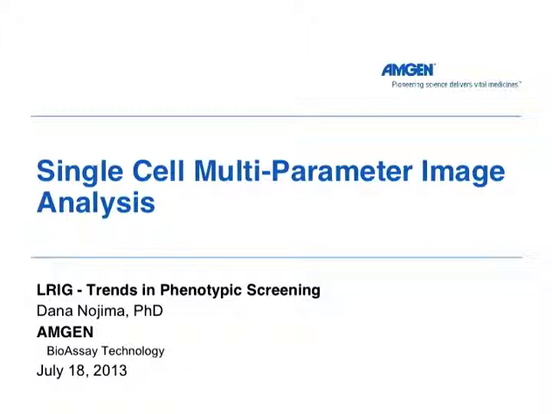In terms of the different types of technology, I'll be talking about imaging technology and some of the types of imaging technology, and mostly the analysis that we've been doing at Amgen in the last couple of years. I'll be talking about single-cell multiparameter image analysis. One of the things we've been doing is capitalizing on imaging single cells and leveraging the information we can get from single cells in our screening.